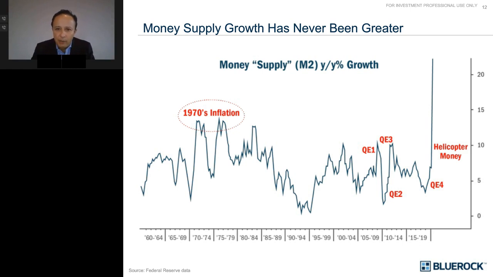Okay, you look at QE1, back in the GFC, the Fed said quantitative easing 1, 2, 3, 4, all the way over across the last 10 years. It's never been this fast. Now we've gone past QE4 and we're in helicopter money and you're growing very fast and you're back at levels that in the 1970s created inflation. And that's not by mistake.